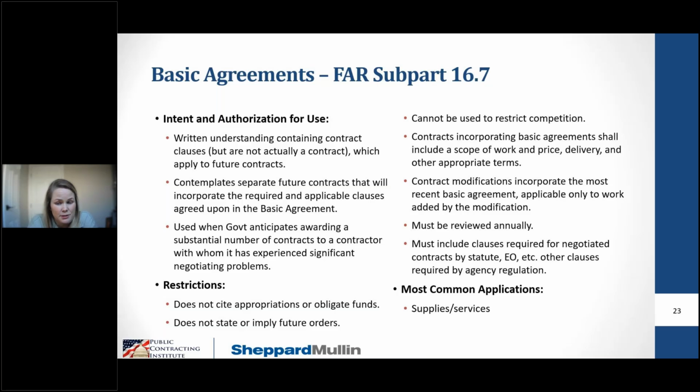When exactly do we use basic agreements? Regulations say they're to be used where past experience and future plans indicate that a substantial number of separate contracts may be entered into with a contractor during the term of the basic agreement, and the government has substantial recurring negotiating problems with the particular contractor in question. So you need both of those elements for the government to use these.